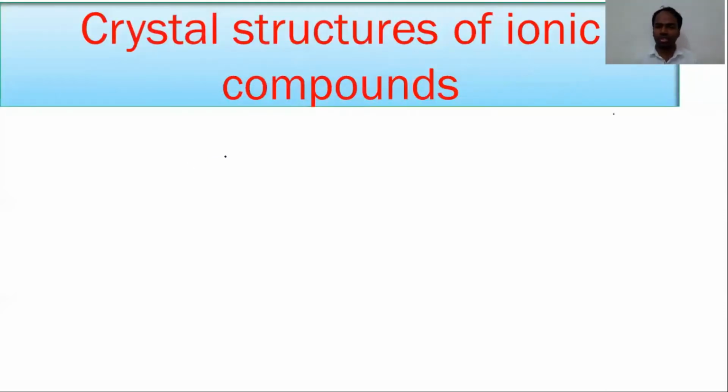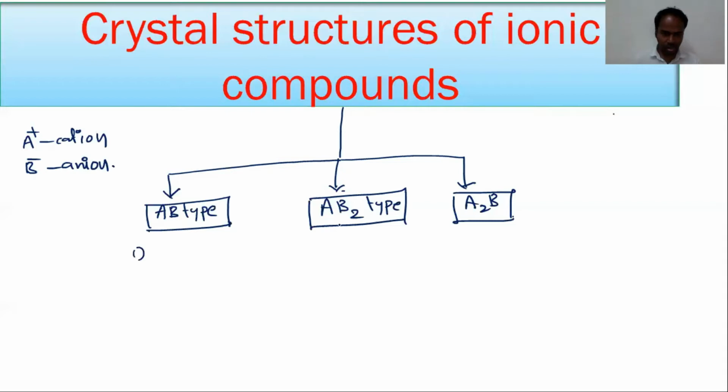Hi friends, in today's class we are going to learn about crystal structures of some ionic compounds. These crystal structures are broadly classified into three types: AB, A2B and AB2 type categories. So let us see what these types are. The AB type includes the rock salt structure, the zinc blende (ZnS) structure, and the cesium chloride structure.